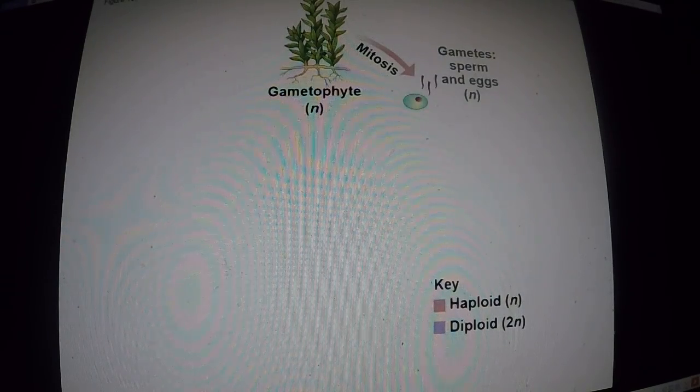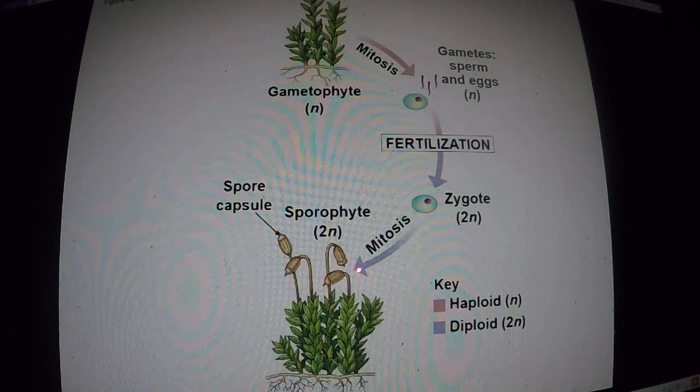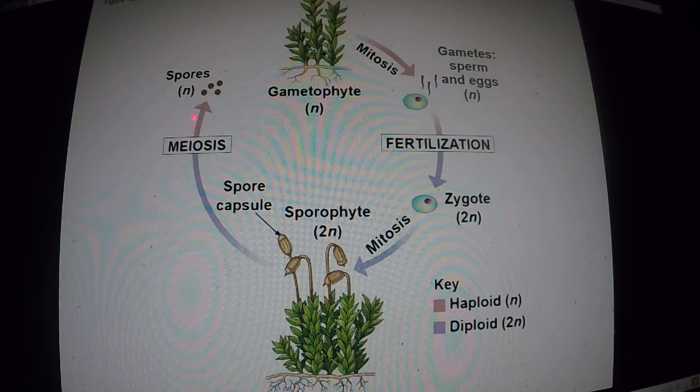This is a life cycle. Here's your moss. Sperm and egg cells, fertilization, mitosis grows into the sporophyte generation, meiosis occurs in the spore capsules and spores are formed, and they grow into a haploid gametophyte generation. And that's how it goes.